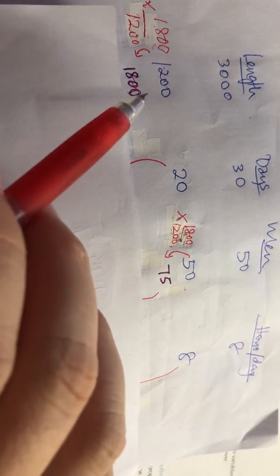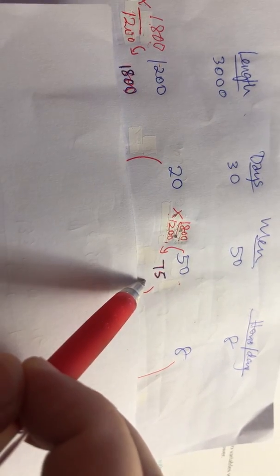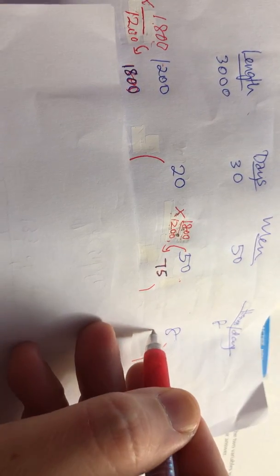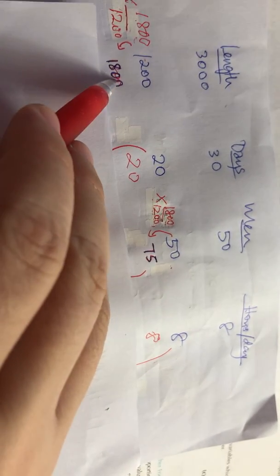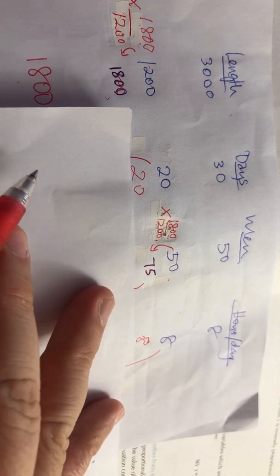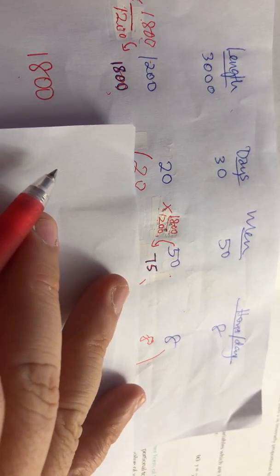That means 75 men working 8 hours per day, in 20 days, we'll be able to build 1800 meters of the road. Okay, but we are not done yet. We've only completed this first part, so we can ignore this length already.